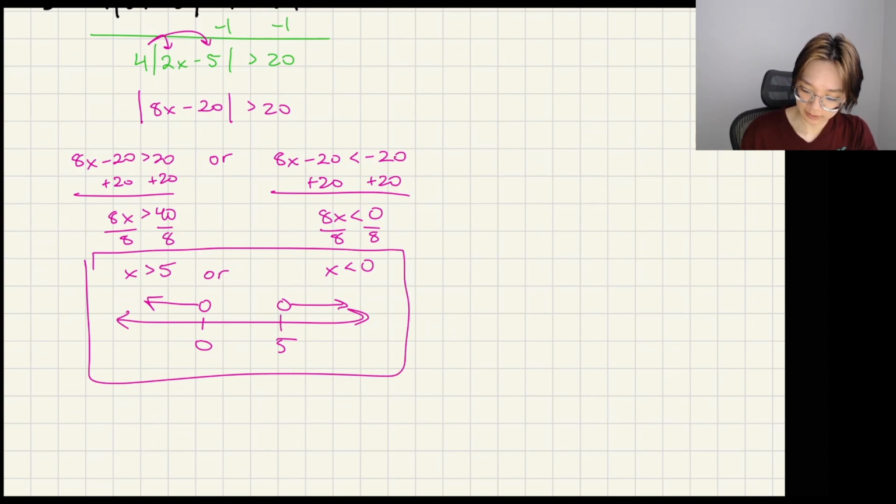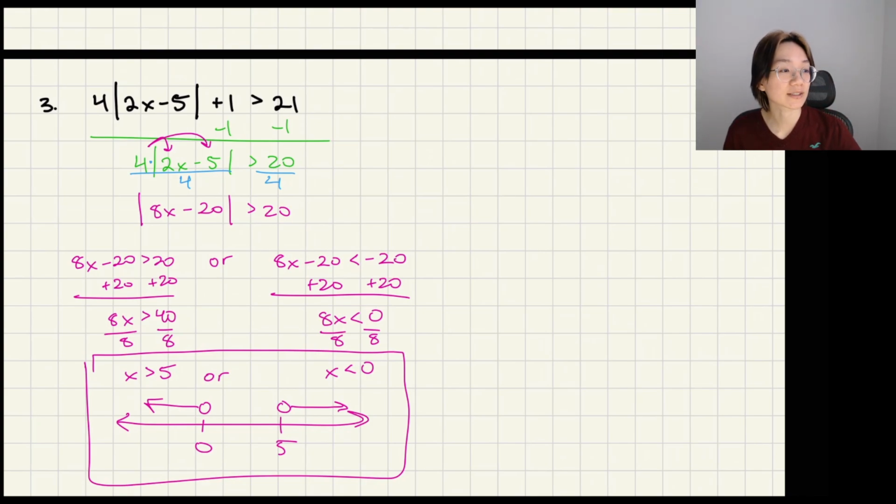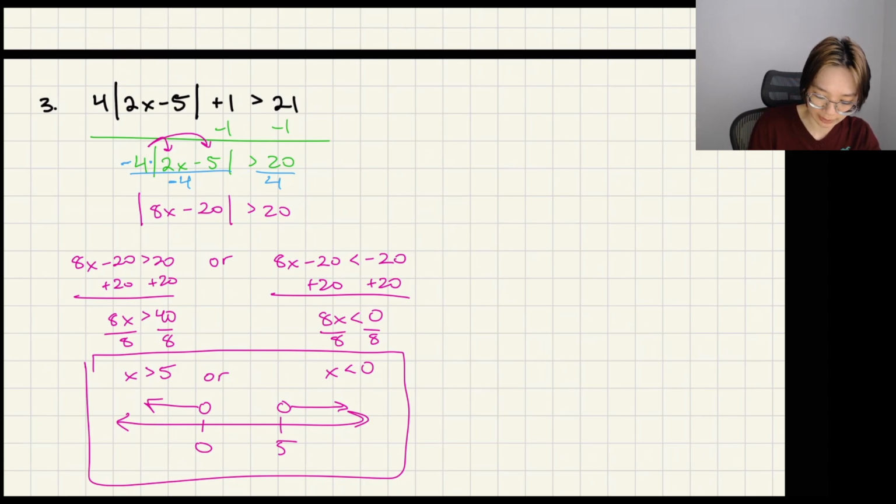The other way of doing this, the same exact way as if it was a parentheses, where you might realize, okay, 4 goes into 20 evenly. And having it on the outside is the same thing as multiplication, so I can divide both sides by 4 if I wanted to. This is where it could be important to isolate the absolute value first, because what if this was a negative 4? If this was negative 4, then the sign would be flipping, right? So you just got to make sure you're isolating the absolute value first.